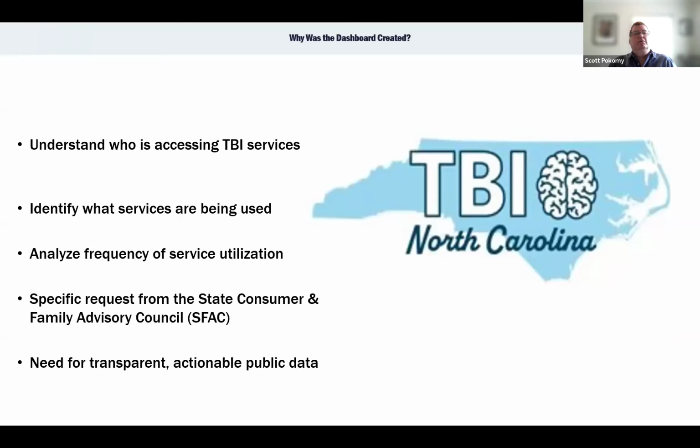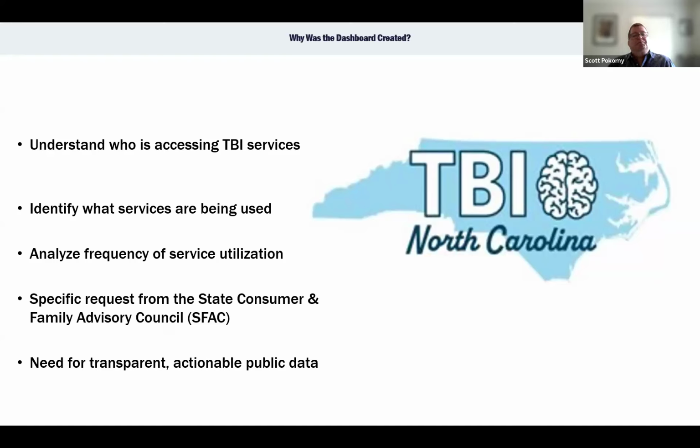Okay, so why did we create the dashboard? Well, we recognized that while we were delivering services, we didn't really have a publicly accessible way to clearly show who was being served, what services they were receiving, and how often. There was also a specific request from the State Consumer and Family Advisory Council that emphasized the need for greater transparency. That request added urgency and direction to this work.